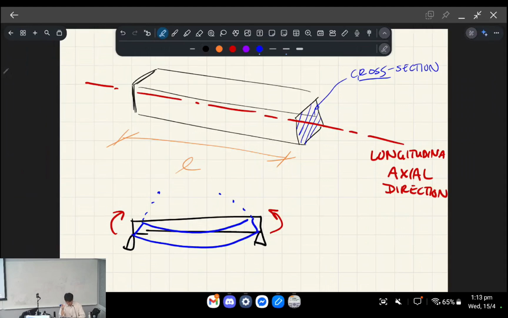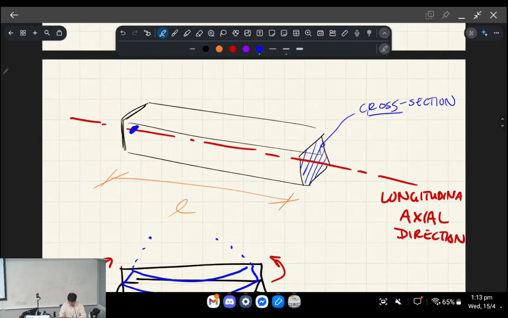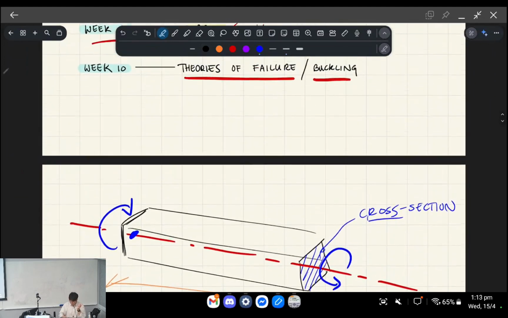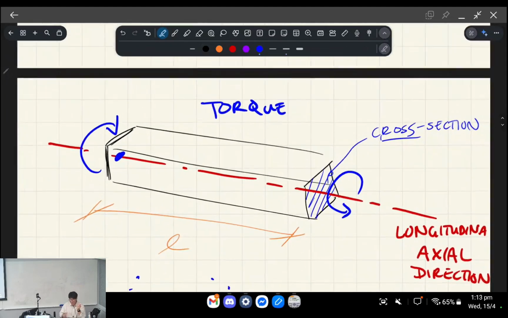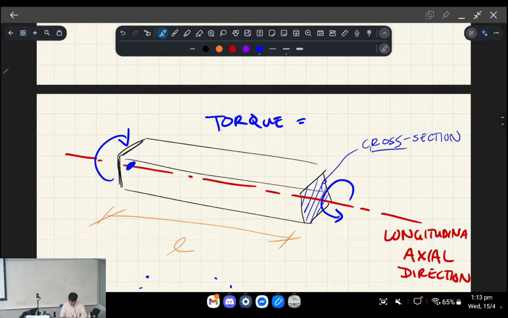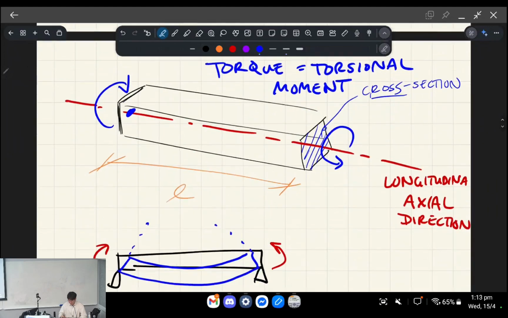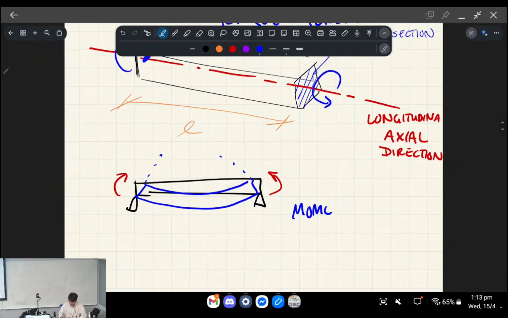But what happens if I instead do this? I'm applying a moment, but it's a torsional moment now. So that's called torque. See what I'm saying from earlier, when I said torque? I'm going to talk about this. Okay, so torque is a torsional moment. So there are 2 types of moments, essentially: you have bending, and you have torsion, okay?